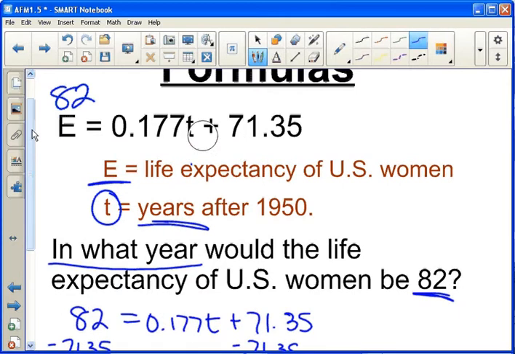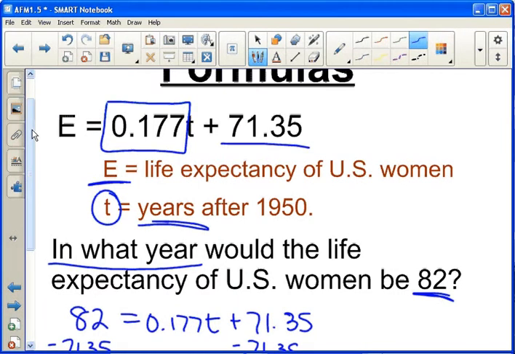And linear equations have two very important components. They have their slope, which for this is 0.177, and they have their y-intercept, which in this case is 71.35. It's important to remember that slope represents the change. It's the change in y per x. And E will represent our y here, and T will represent our x. So it's the change in life expectancy per year. Specifically, since it's positive, we know that they expect the life expectancy to increase by 0.177 years per year after 1950.